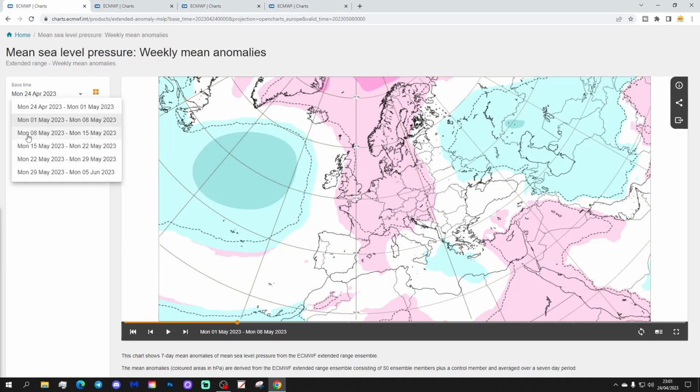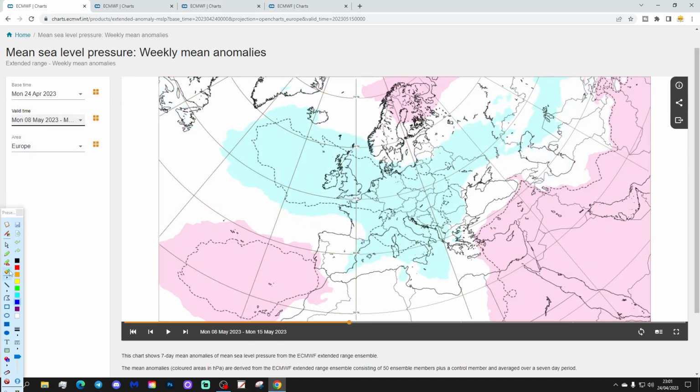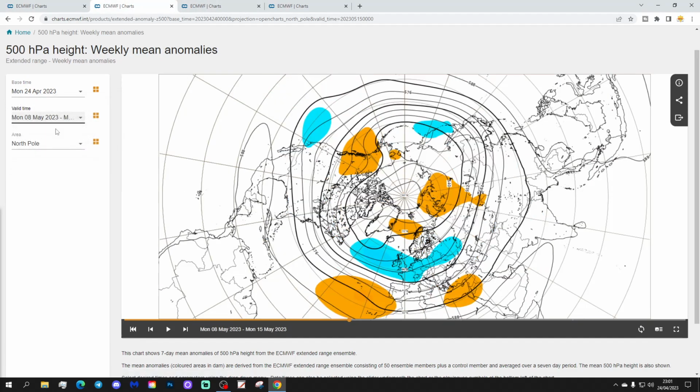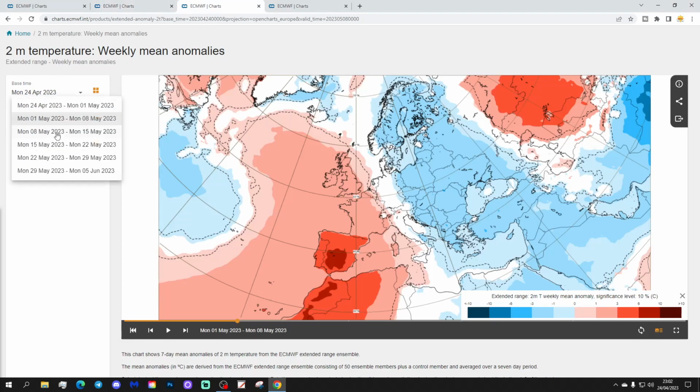Week 3 will be the 8th to the 15th of May. More changes. So high pressure, this would be the Azores high, to the west of Portugal, low pressure then coming in across much of Europe, and high pressure towards the far north of Scandinavia. The 500 millibar heights look like that: below average heights from the Atlantic into western parts of Europe, some higher pressure in the Norwegian Sea, and of course, again, the Azores high ridging towards Spain and also Portugal.